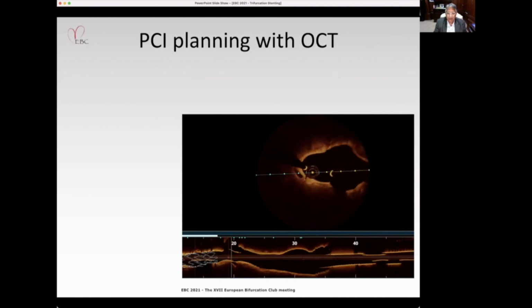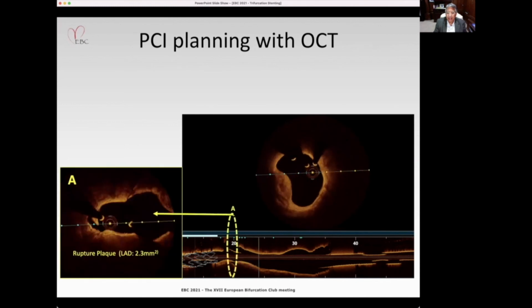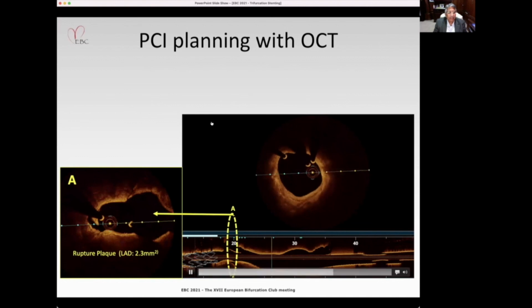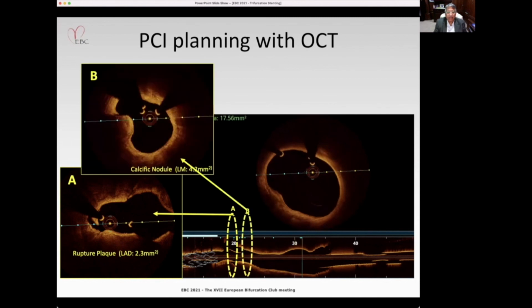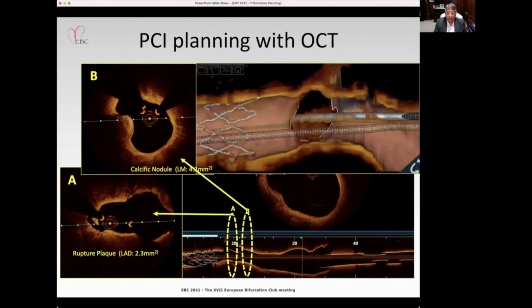The stent in the proximal LAD was underdeployed. And if you look at the area of confluence, there is a ruptured plaque there, which is healed, with an area of 2.3 millimeters square. The left main had a calcific nodule with an area of 4.2 millimeters square. The 3D gave us a very important point, and that is the ostia of the circumflex and the ramus was a single ostia.